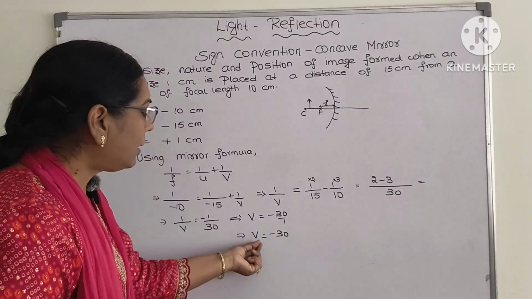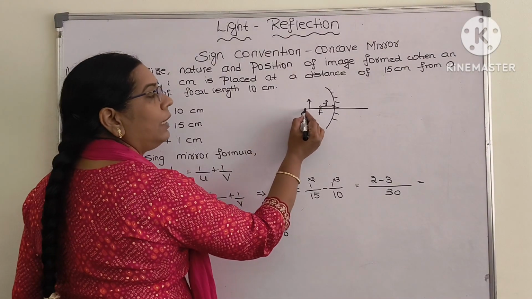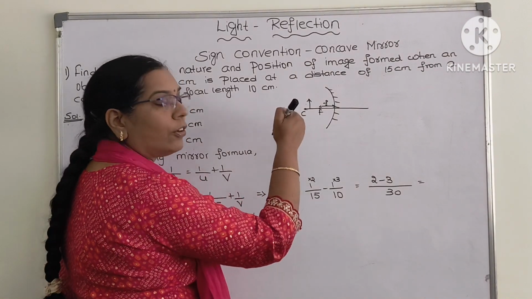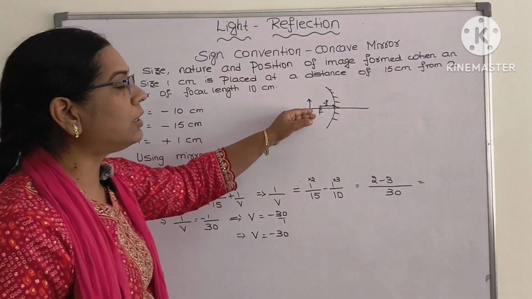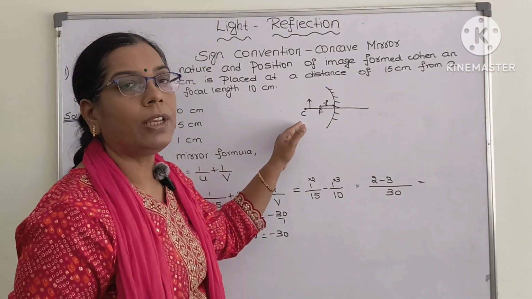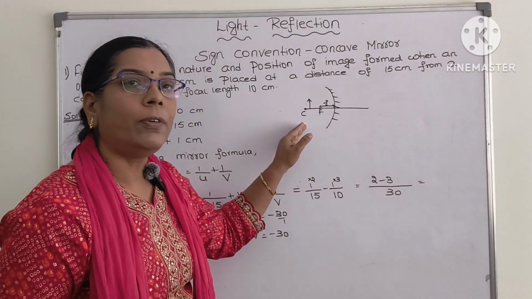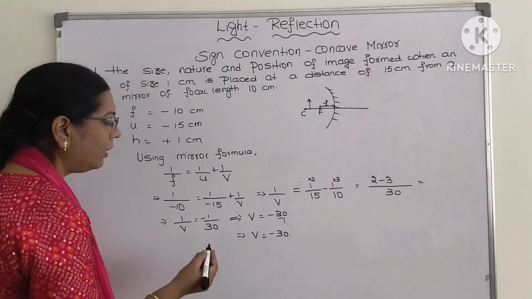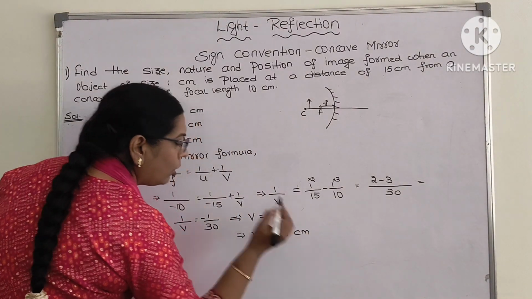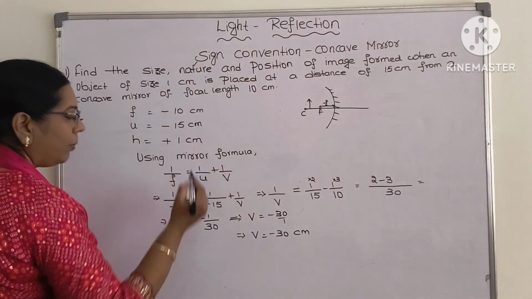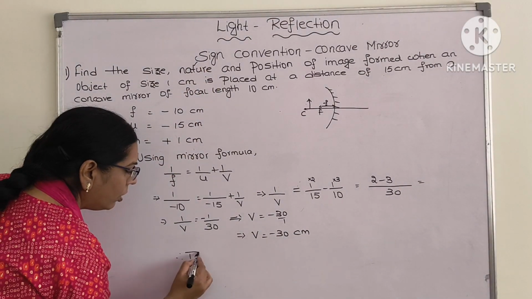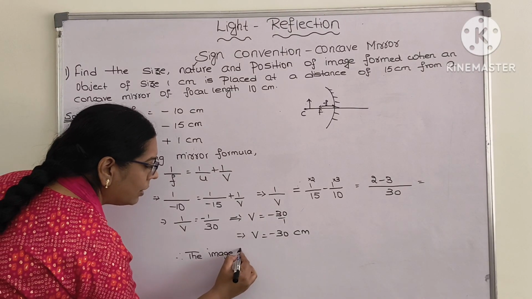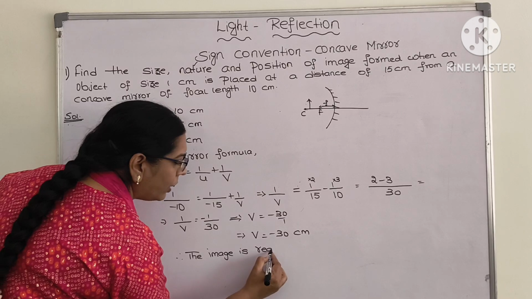What does this mean? That the image is forming 30 centimeters away, and because of the negative sign, it is forming in front of the mirror. So whenever the image is in front of a mirror, for a concave mirror, what kind of image will it be? Yes, children, it is a real and inverted image. So, write on the nature of the image. Therefore, the image is real and inverted.